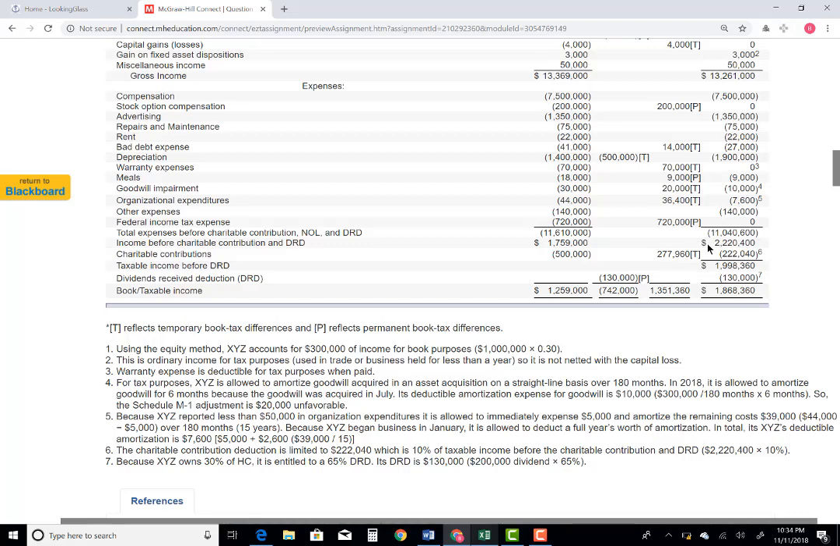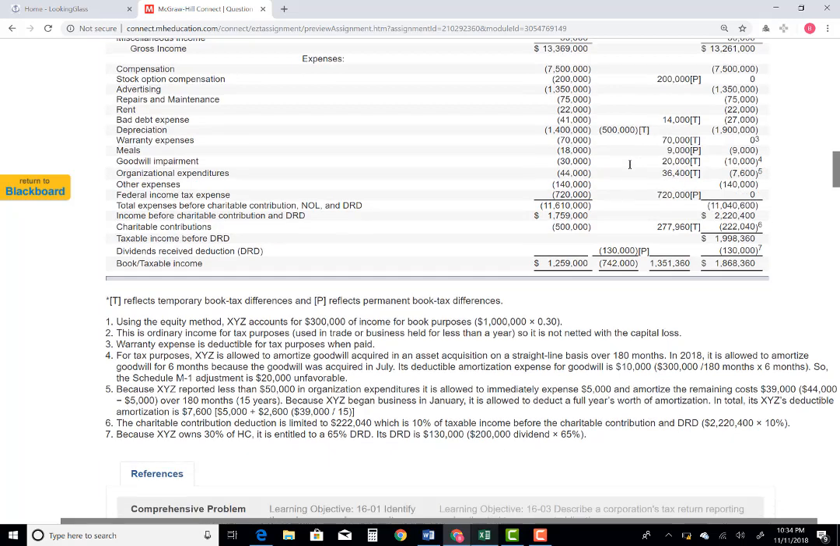All right, so I think that maybe was a source of a lot of confusion for folks on this problem, so I wanted to spend a little time in detail on that. Just keep in mind that's why we only have 10,000 here. That's the official way to deduct that goodwill amortization for tax purposes.